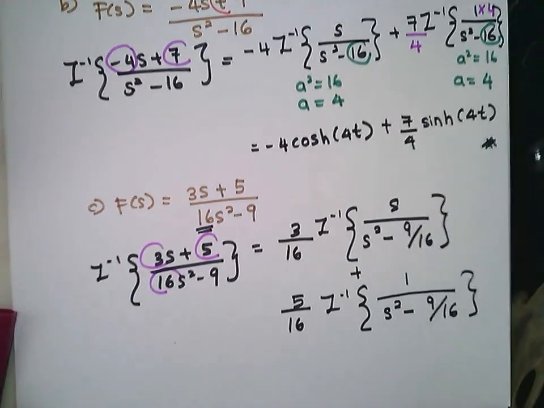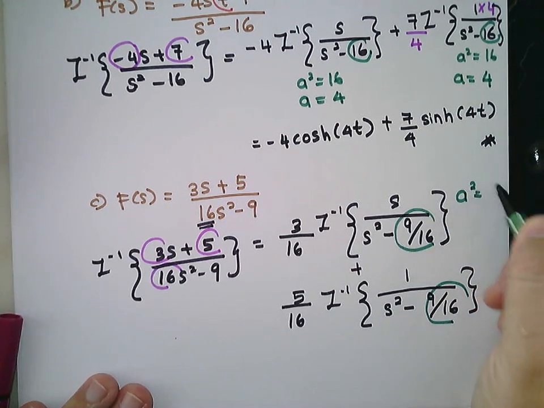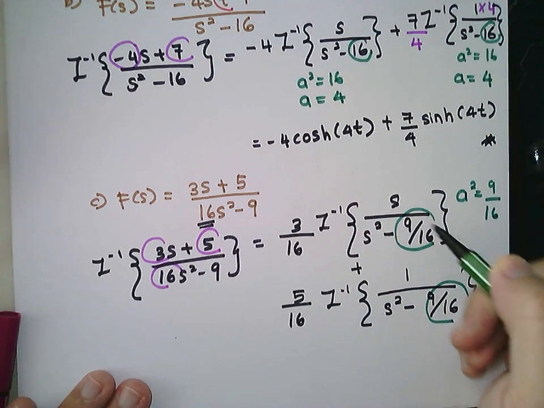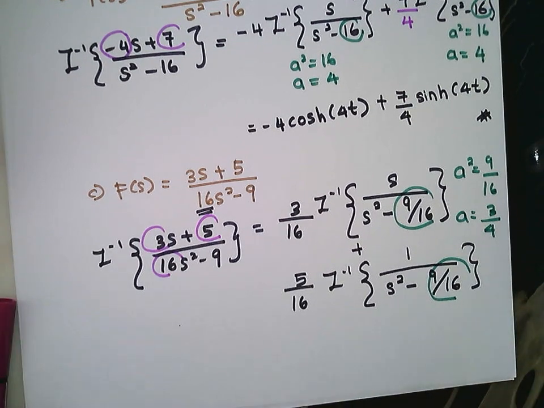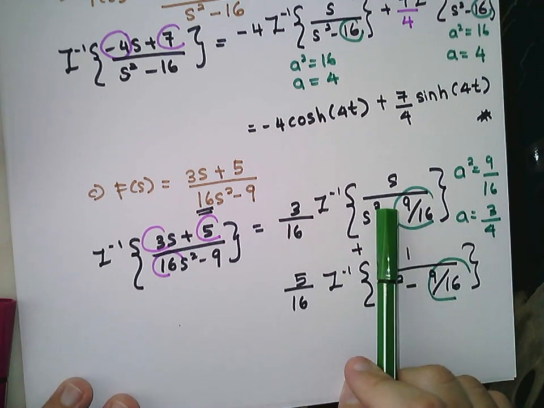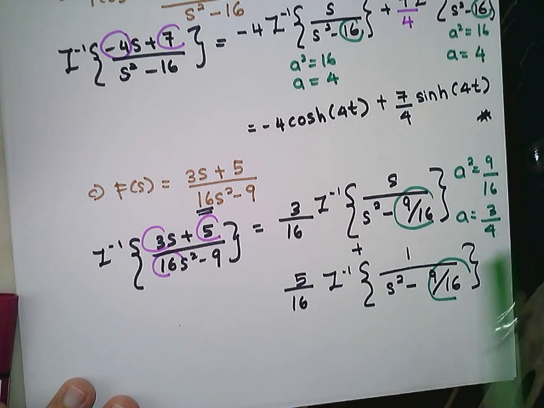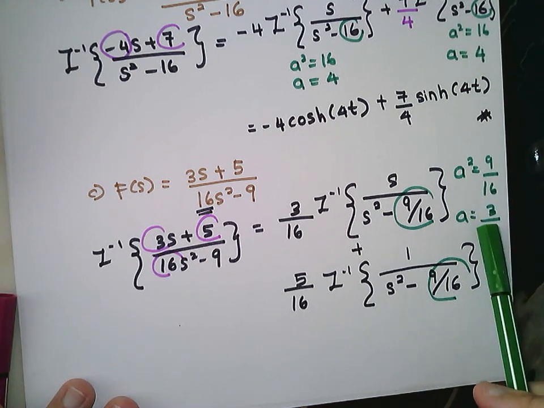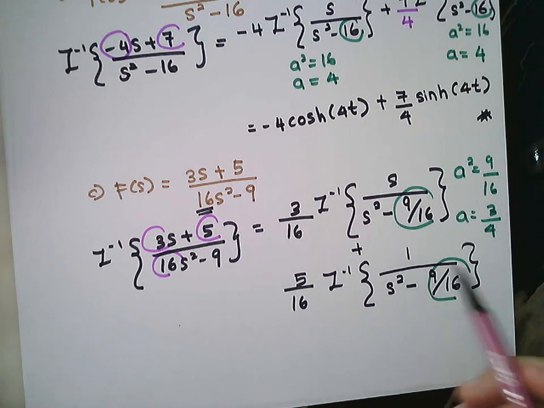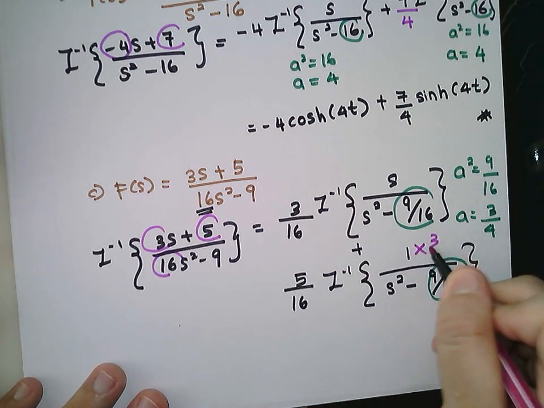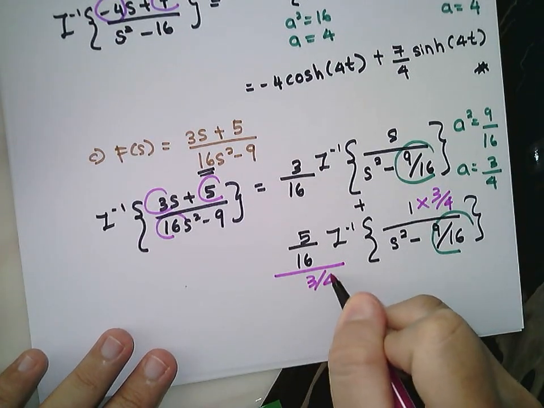Okay, so for these two functions, your a squared is equal to 9 over 16, so your a is equal to 3 over 4. For this part, you will directly get cosh 3 over 4 t. But for this one, since your a is equal to 3 over 4, what should you do here? You need to multiply by 3 over 4, and this one here, divide by 3 over 4.